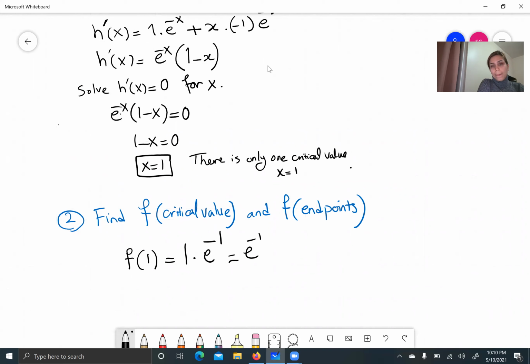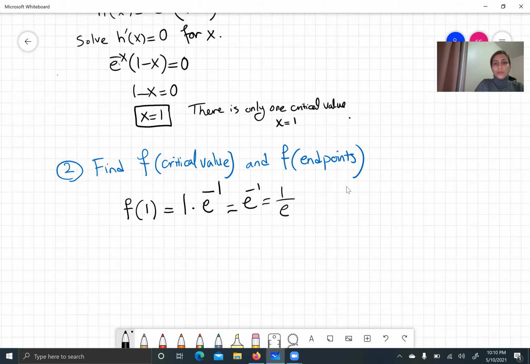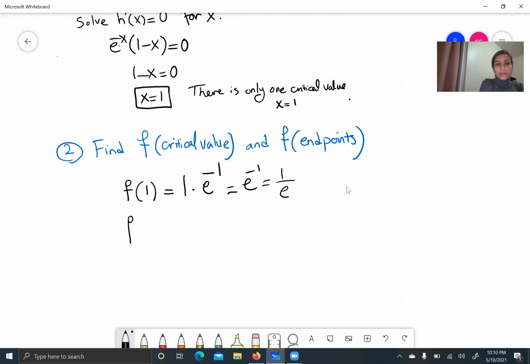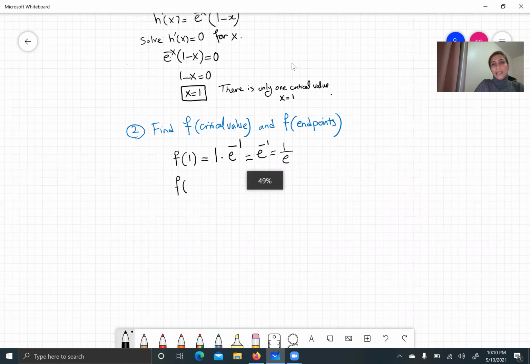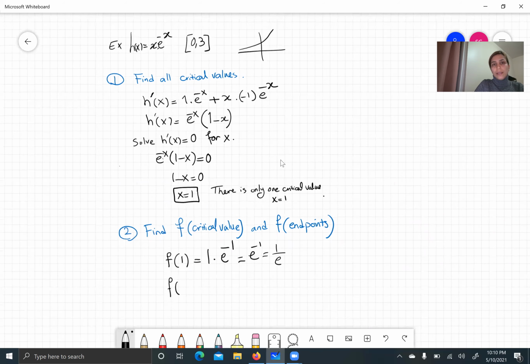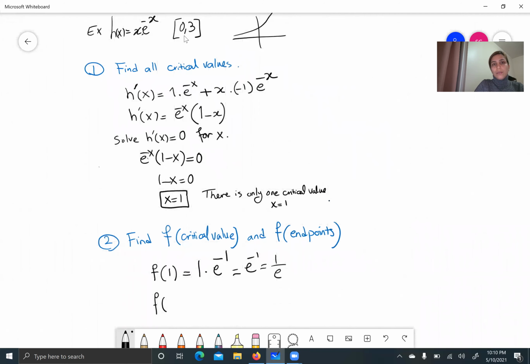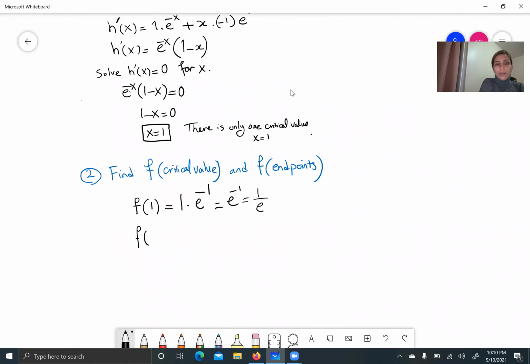Okay. Or 1 over e, whatever format you like. We also need to evaluate f at the endpoints. What are the endpoints of this interval? The interval is 0 and 3. So I need to evaluate f of 0 and f of 3.